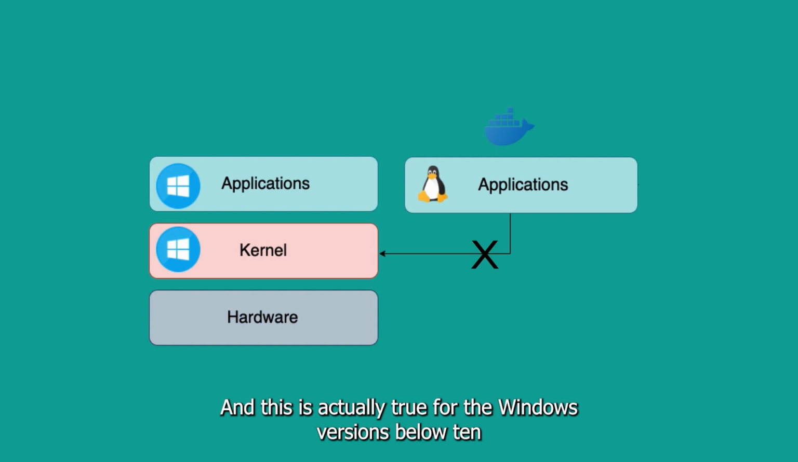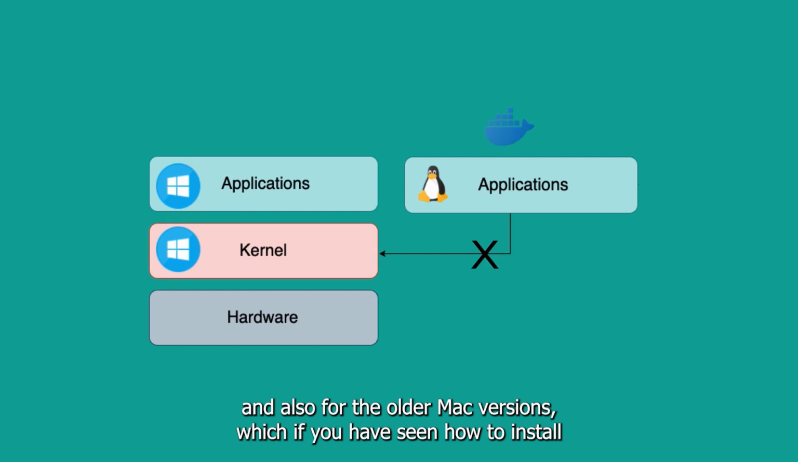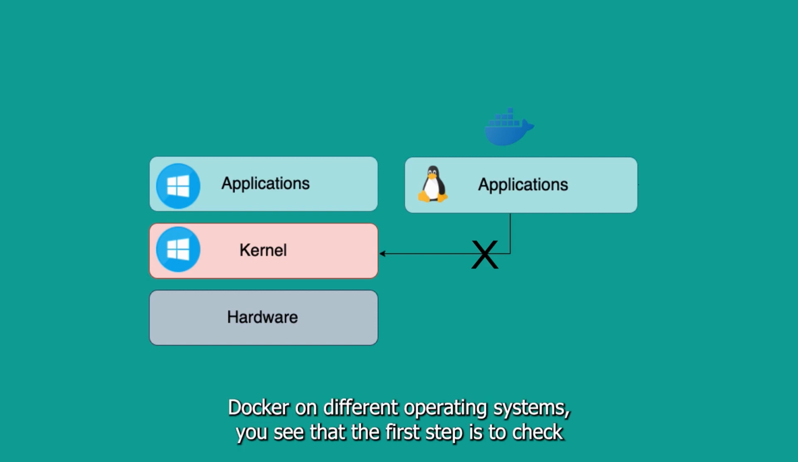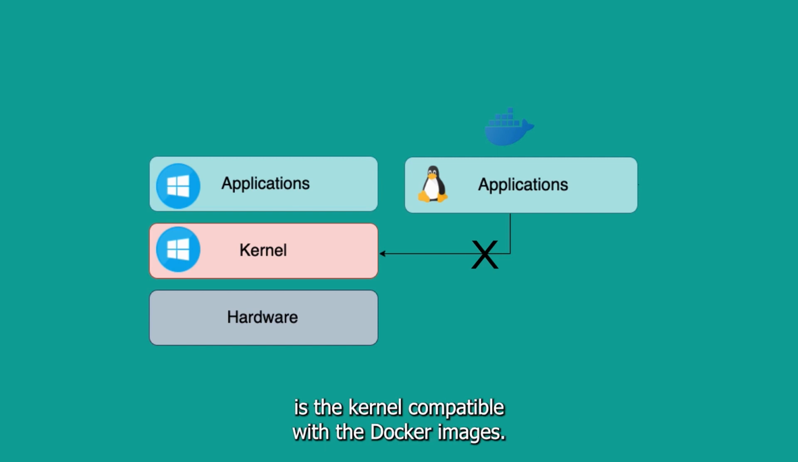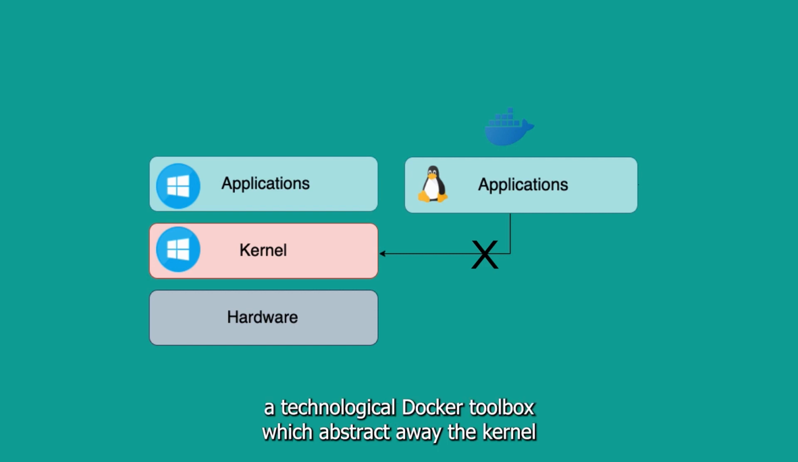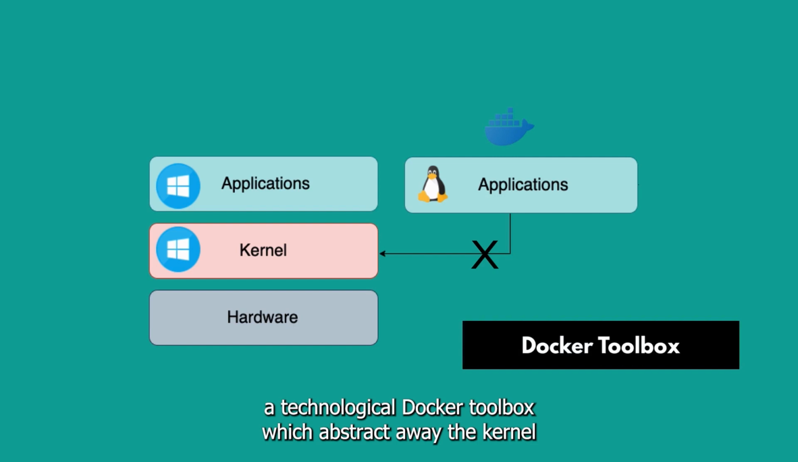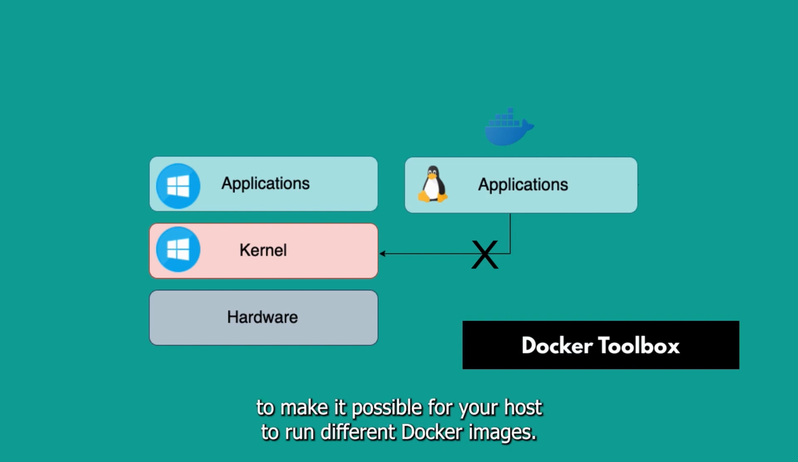And this is actually true for the Windows versions below 10 and also for the older Mac versions, which, if you have seen how to install Docker on different operating systems, you see that the first step is to check whether your host can actually run Docker natively, which basically means is the kernel compatible with the Docker images. So in that case, a workaround is that you install a technology called Docker Toolbox, which abstracts away the kernel to make it possible for your host to run different Docker images.